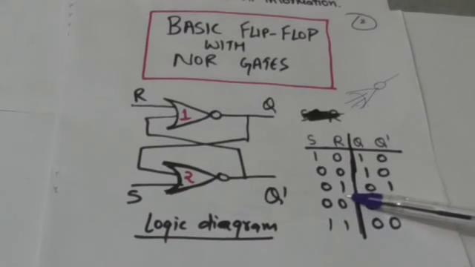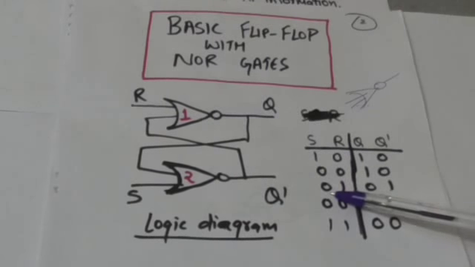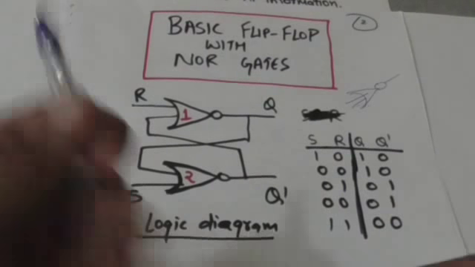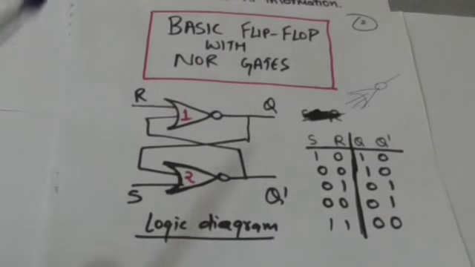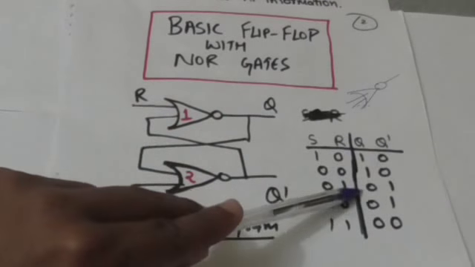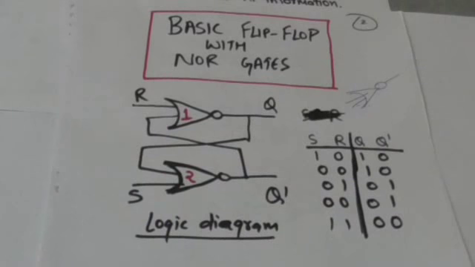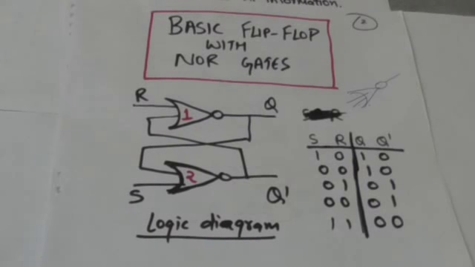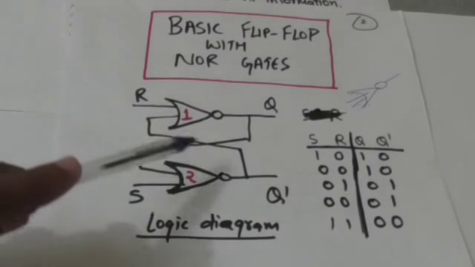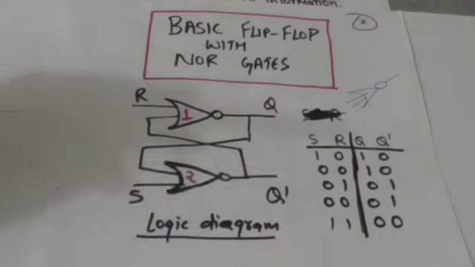Now R becomes 1 and S remains 0. The output of gate 1 will become 0, that is, Q will be 0. Now both inputs of gate 2 are 0, so the output of gate 2 will be 1. That is, Q' will be 1.